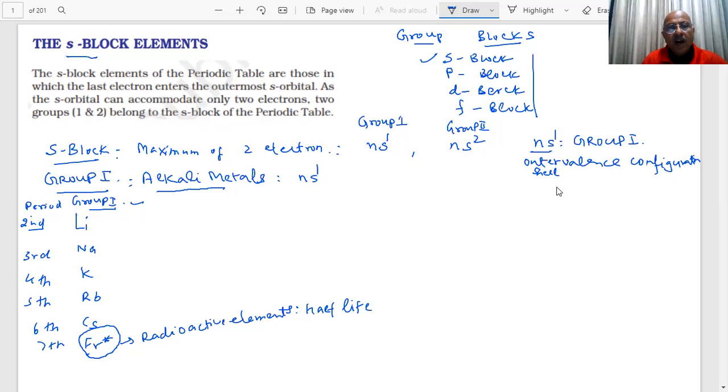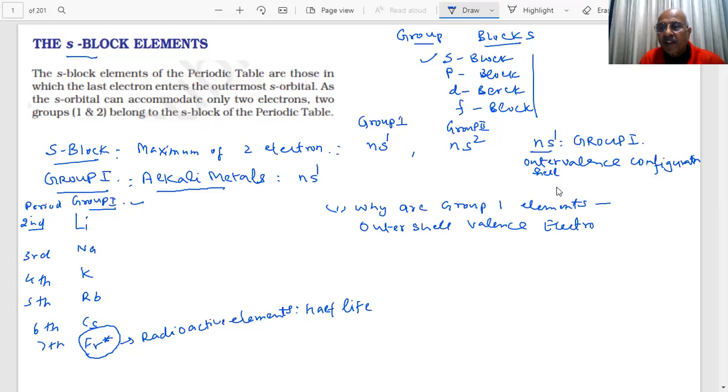Therefore, the first question you will ask me, students: why are Group 1 elements, which have outermost shell valence electronic configuration ns1, called alkali metals?